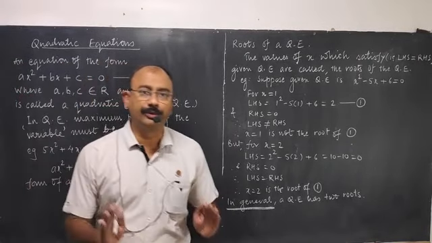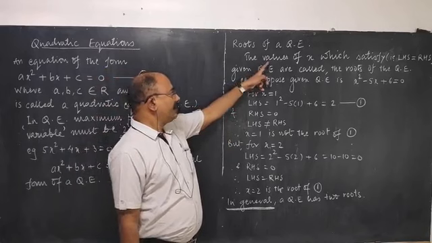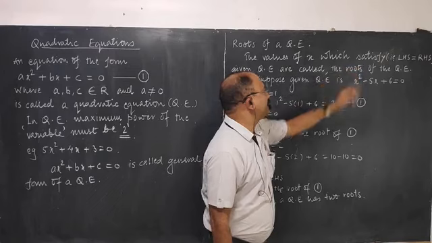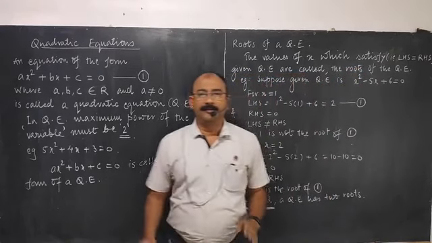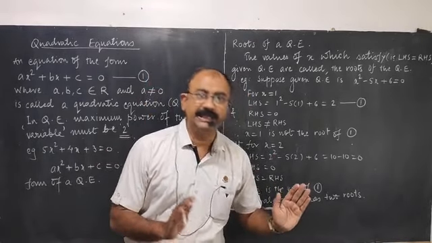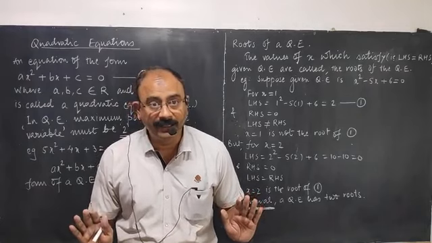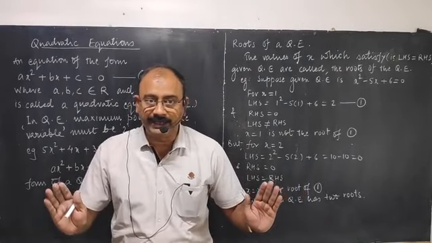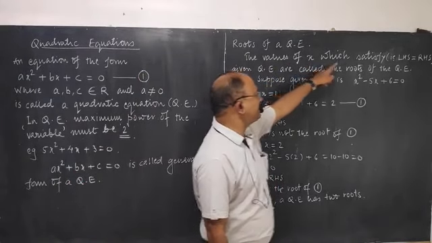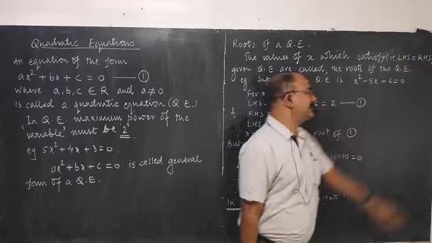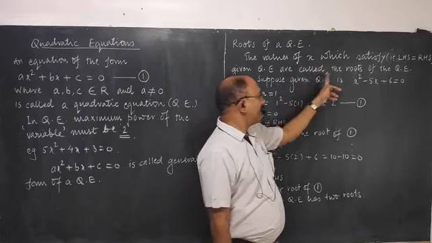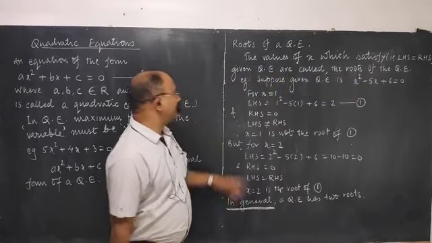Now, what are the roots of the quadratic equation? The values of x, or any variable, which satisfy the equation. When we say the word satisfy, what do we mean? LHS is equal to RHS. I am repeating, LHS is equal to RHS. So when the two are equal, we say satisfy. The values of x which satisfy, that is, LHS is equal to RHS for the given quadratic equation, are called the roots of the quadratic equation.